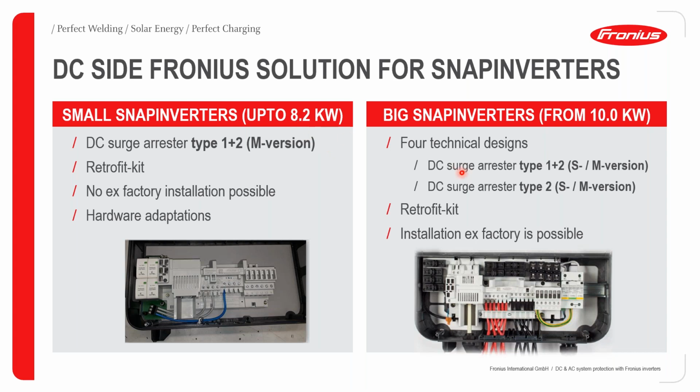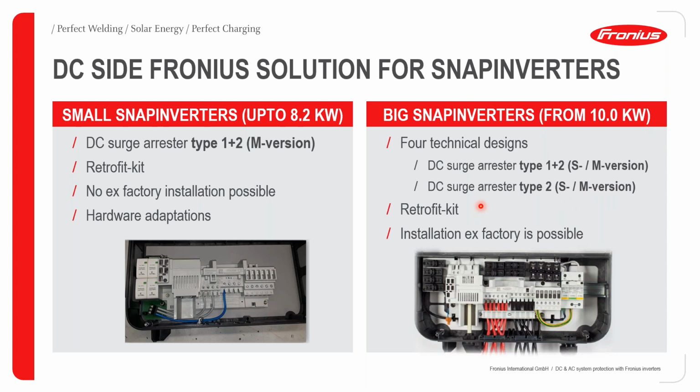You have to do some hardware adaptation when you retrofit the DC surge arrestor into the smaller inverters. For the bigger inverters, we have 2 or 4 technical designs possible, broadly covering the 2 types of surge arrestors. We have the type 1+2 that can be done for both the single and multi-MPPT versions of the Fronius inverter, so there we are talking about both the Symo and the Eco 25 and 27 kilowatt inverters. You also have the DC surge arrestor type 2, which is capable of being retrofitted or ordered ex-factory for a single MPPT or multi-MPPT version of the inverter.